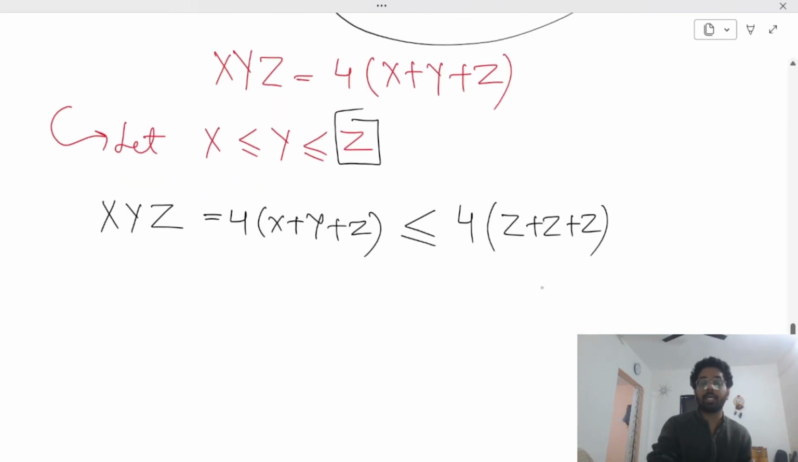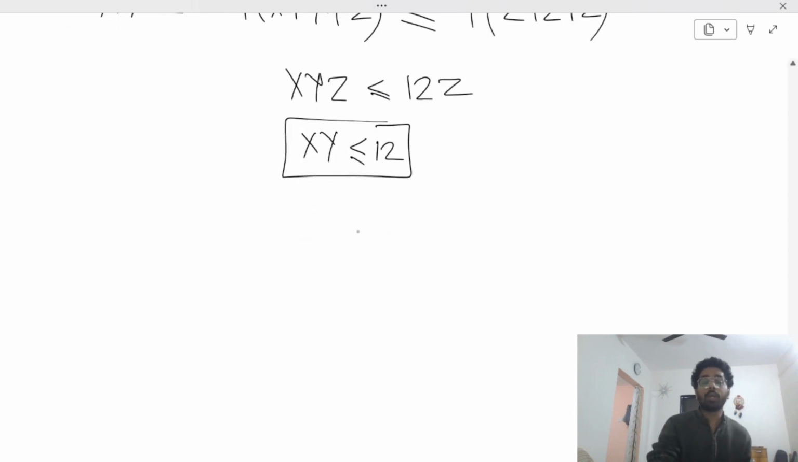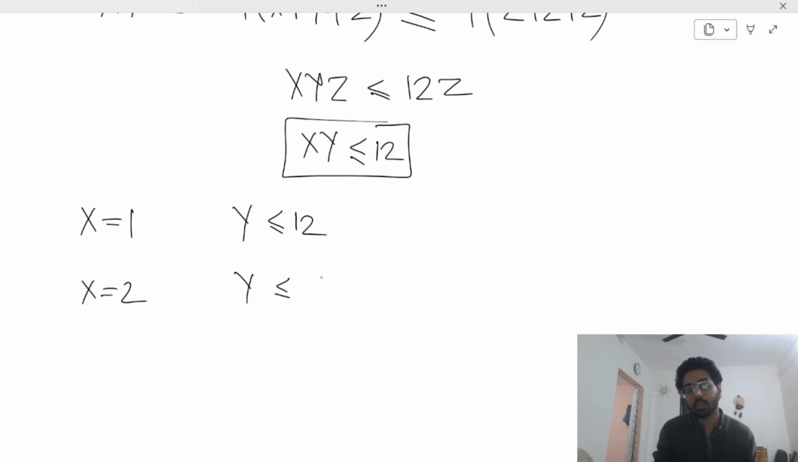So here I can write xyz is less than or equal to 4 into 3z, which is 12z. Z can cancel out, since z cannot be 0. I will have xy less than or equal to 12. This is a very important conclusion. Now you can start with: if x is equal to 1, then y needs to be less than or equal to 12. If x is equal to 2, then y needs to be less than or equal to 6.